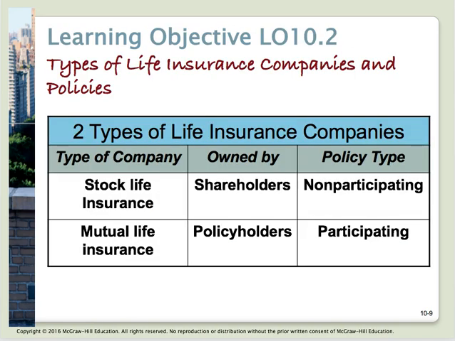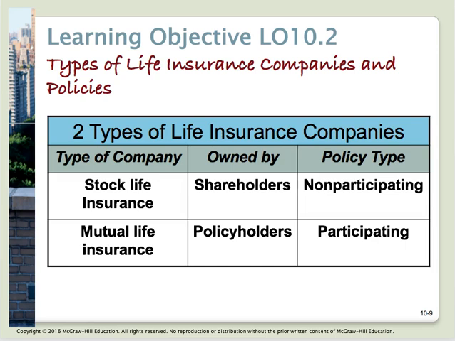Objective number 2 is types of life insurance companies and policies. So there are 2 types of insurance companies. The first one is a stock life insurance company, which is owned by stockholders and generally sells what's called a non-participating policy. The other type is a mutual life insurance company. They're owned by their policyholders and they usually sell what's called a participating policy.